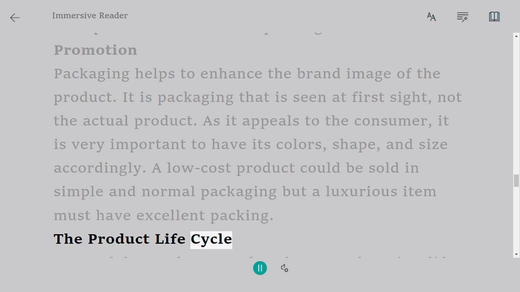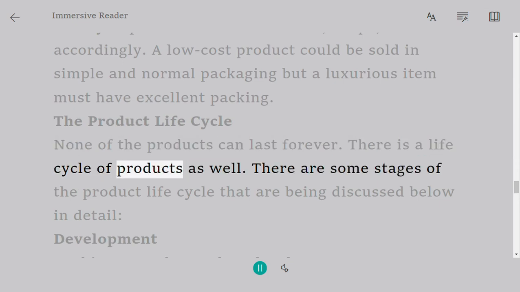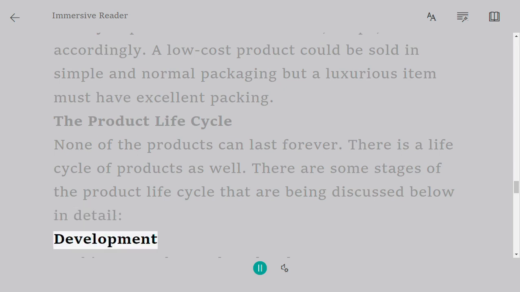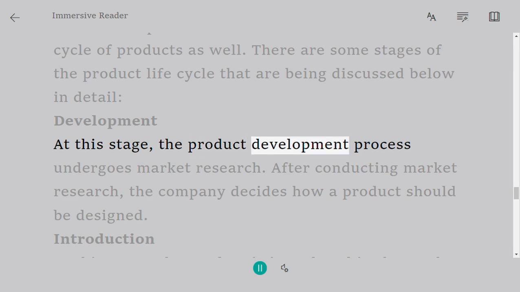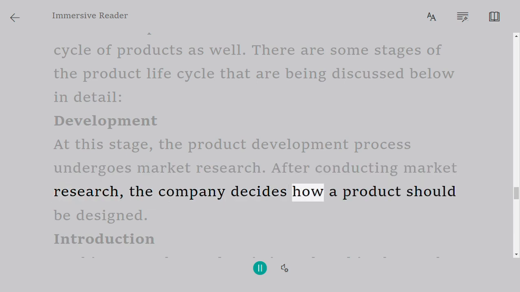The product life cycle. None of the products can last forever. There is a life cycle of products as well. There are some stages of the product life cycle that are being discussed below in detail. Development. At this stage, the product development process undergoes market research. After conducting market research, the company decides how a product should be designed.